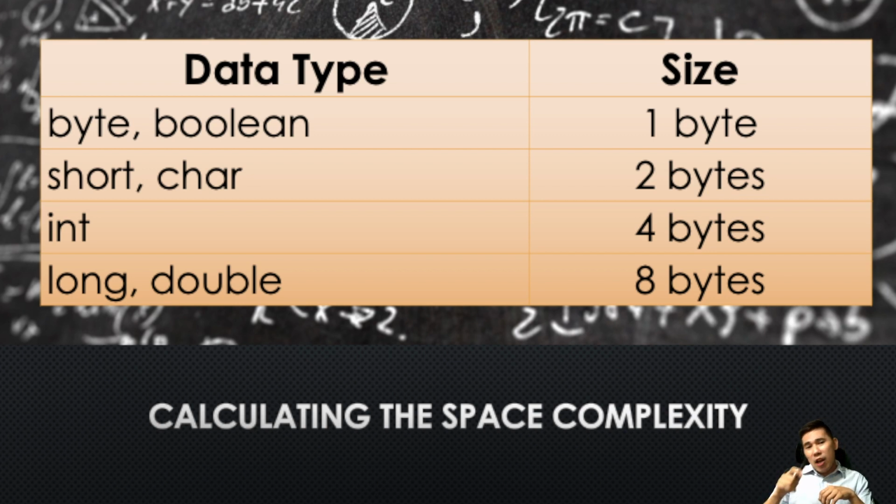As you can see here in our matrix, we have the data type, and beside it is the corresponding size. So for byte and boolean, we have 1 byte, and then we have 2 bytes for short and char, and for int we have 4 bytes, and long and double are 8 bytes respectively.